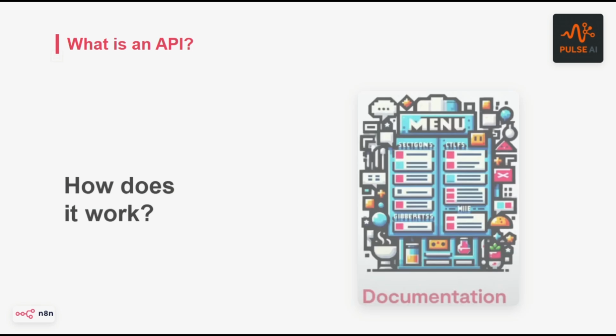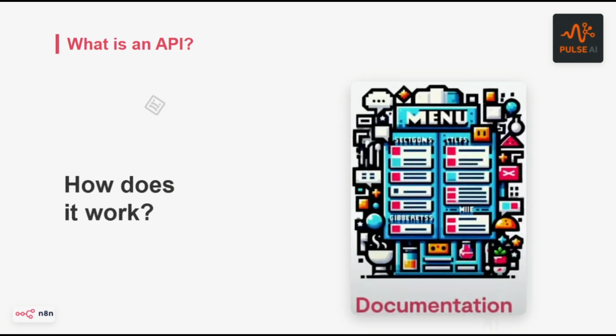So how does an API work? It uses what's called documentation. Documentation explains how the application programming interface, or API, works. Using the restaurant analogy, in this case it would be the menu. So a little bit of terminology: we send a request through the interface to the application, and the application uses the interface to send a response.